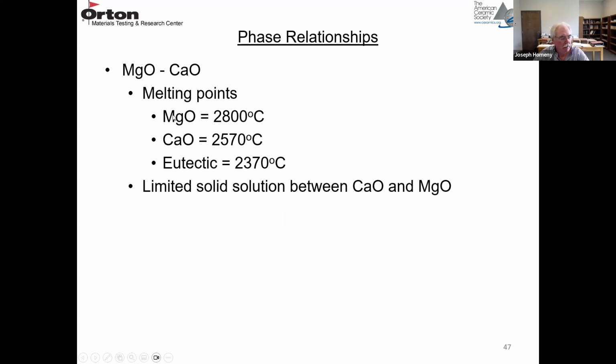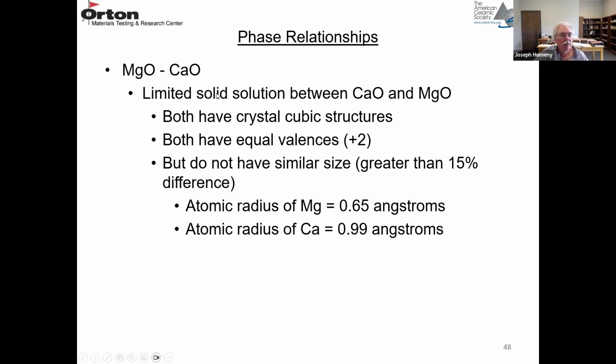So on the phase diagrams, MgO melts at 2800 degrees C, CaO at 2570 degrees C, and the lowest melting eutectic is 2370 degrees C. All of these are high temperatures, so it's a high temperature material with limited solid solution between the CaO and the MgO. So limited solid solution between these two components, CaO and MgO.